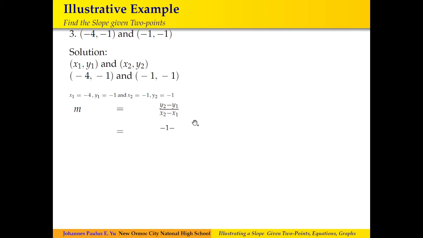So, we are going to enclose -1 in a parenthesis. All over x sub 2, which is still -1, minus. Okay, ito na yan, minus. X sub 1 is still -4, so we are going to enclose it in a parenthesis. So, simplifying, we have -1 plus 1 all over -1 plus 4.